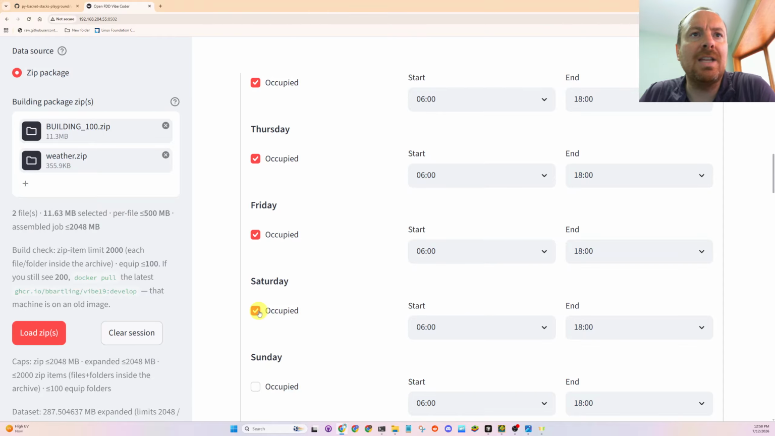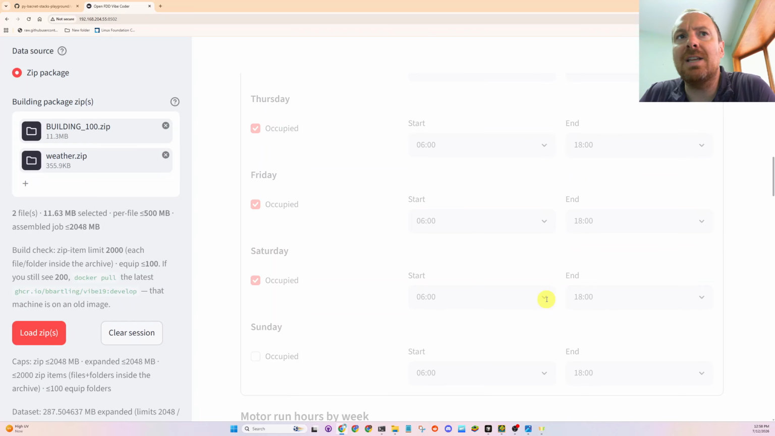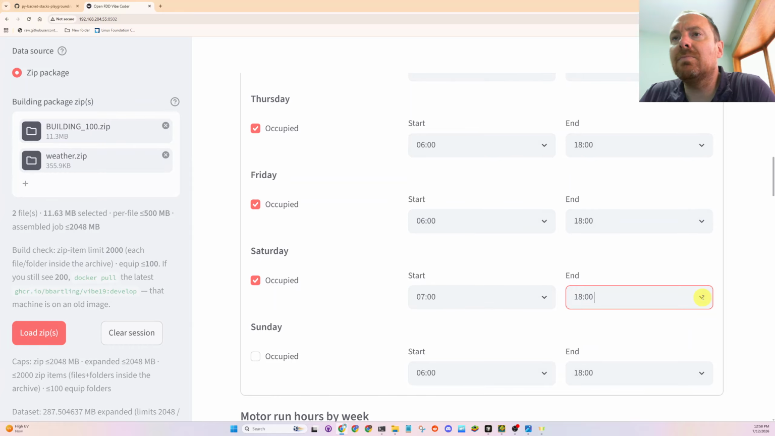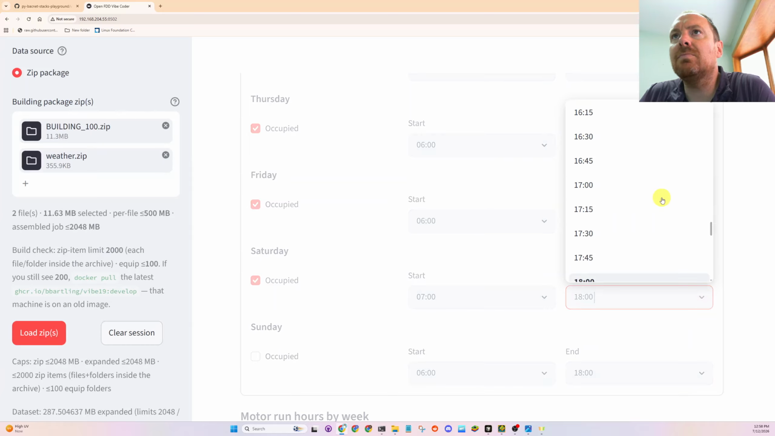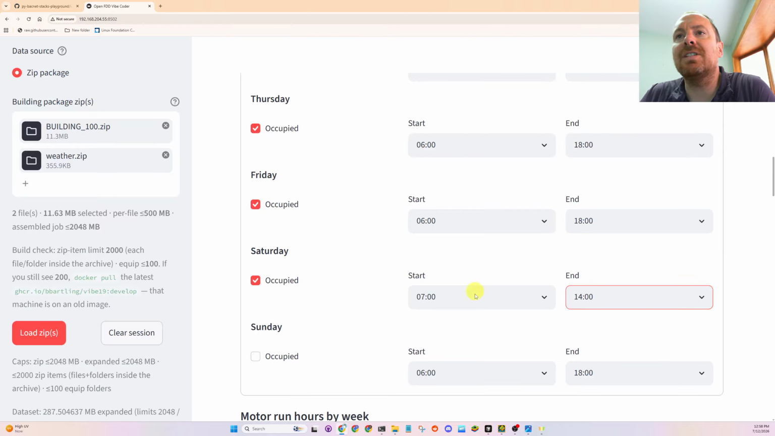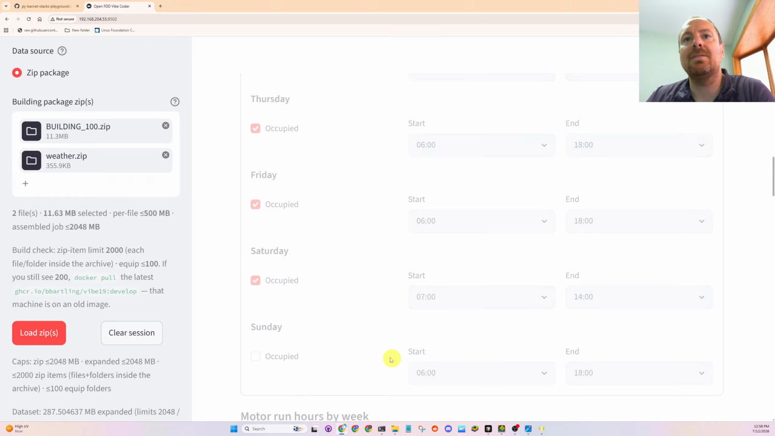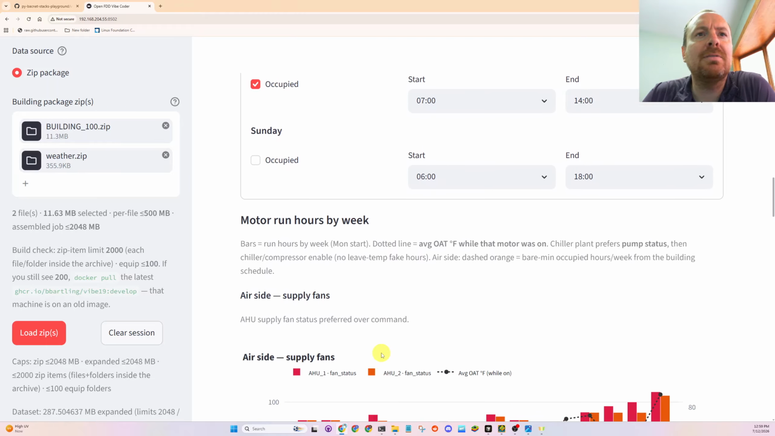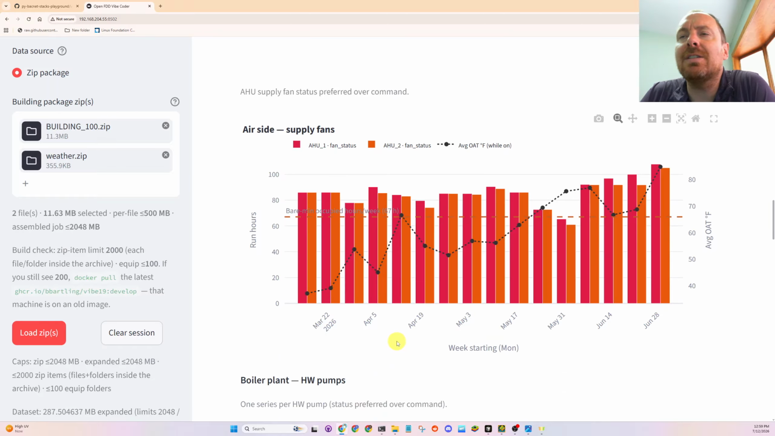And then again on Saturday, so I can just check this box on Saturday, they have to maintain 7 to 1400. So that's 7 to 2 on Saturday, closed on Sunday. And then the rest of the time, they could be shutting equipment down, and temperatures can drift for energy savings purposes. We talked about this in the last video.